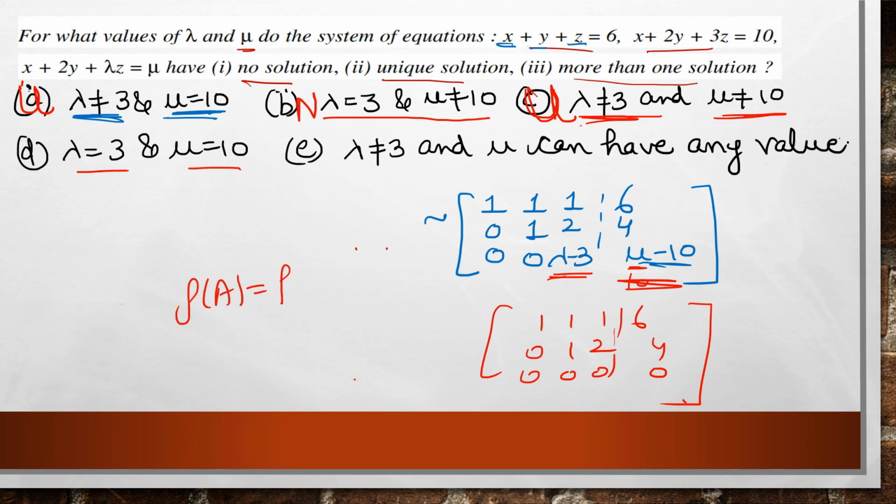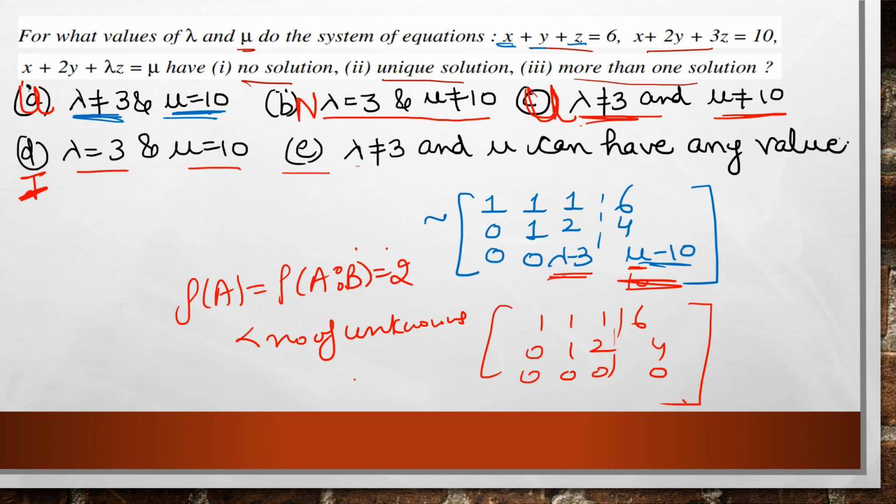Rank of augmented matrix and rank of A both are equal to 2, but this is less than the number of unknowns, because unknowns are 3. So that means this is the case of infinite solution. So here you'll get infinite solution. All right. Now fifth is saying lambda is equal to 3 and mu can have any value. Okay, so we'll check this thing.